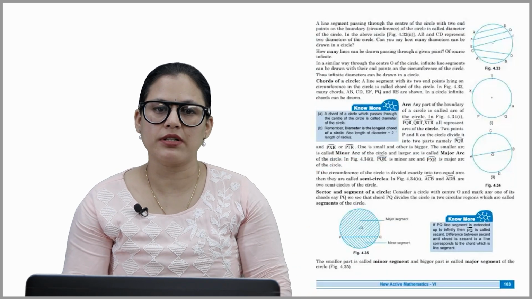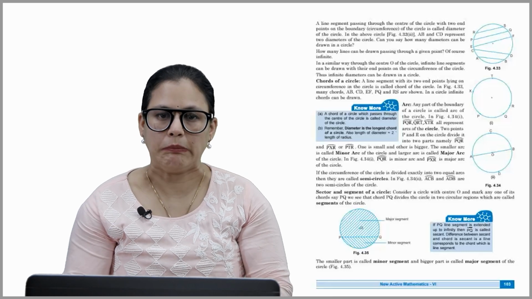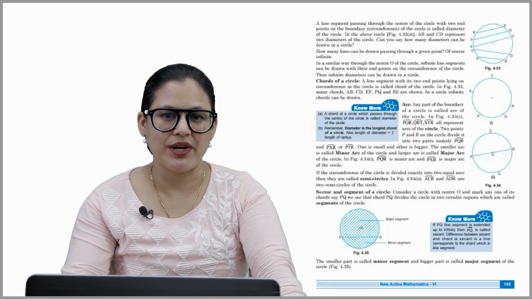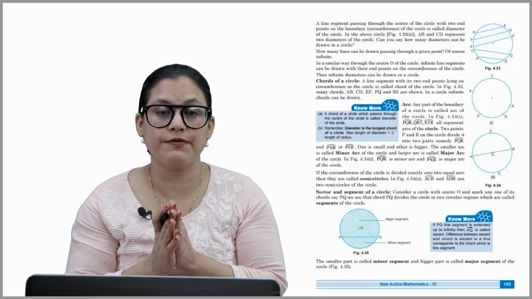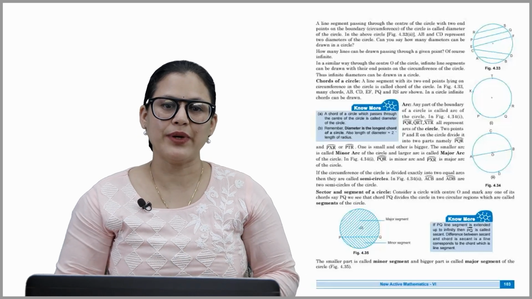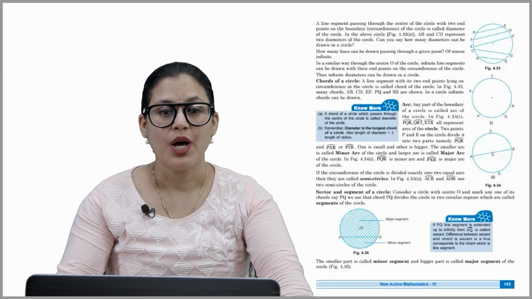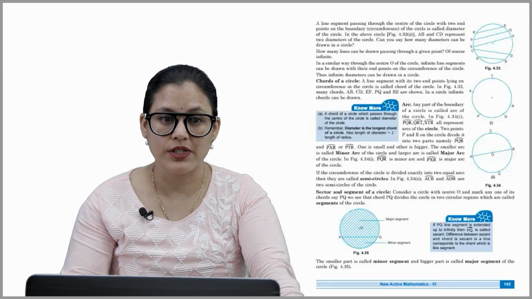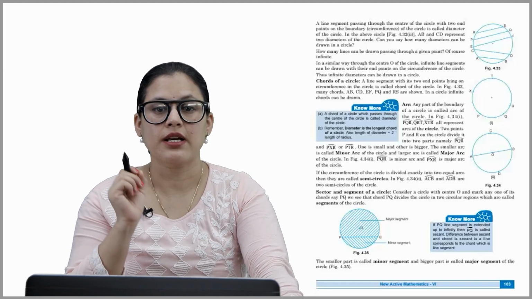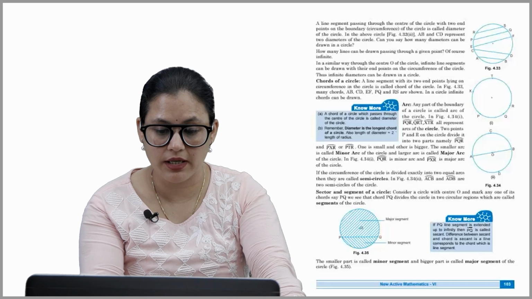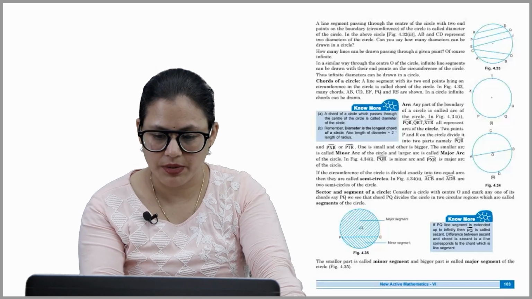Can you say how many diameters can be drawn in a circle? Many. How many lines can be drawn passing through a given point? Of course, infinite. In a similar way, through the center of the circle, infinite line segments can be drawn with their endpoints on the circumference of the circle. Thus, infinite diameters can be drawn in a circle. Remember that.